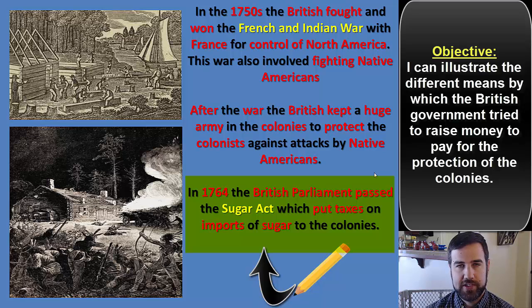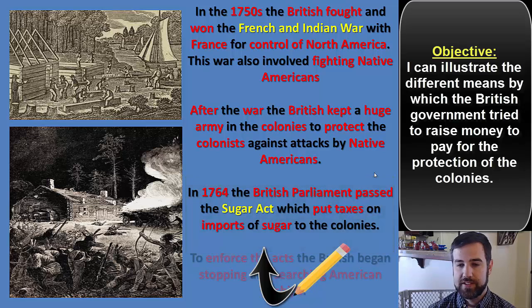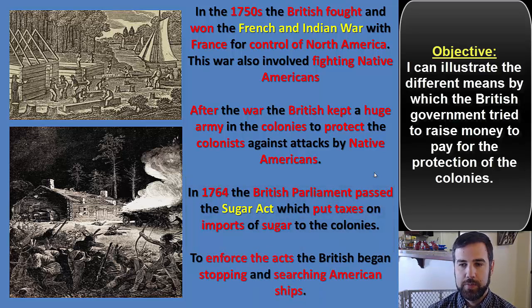So in 1764, the British Parliament is going to pass the Sugar Act. And remember, the British Parliament is the elected group of representatives for the English Empire in London. And the 13 colonies, however, have no representatives voting on their behalf. They don't have any representatives at all in the Parliament. And so this act put a tax on import of sugars to the colonies. And to enforce this act, the British are going to begin to stop and search American ships.